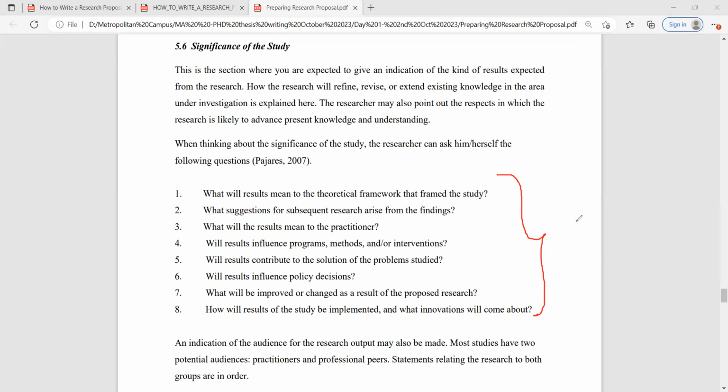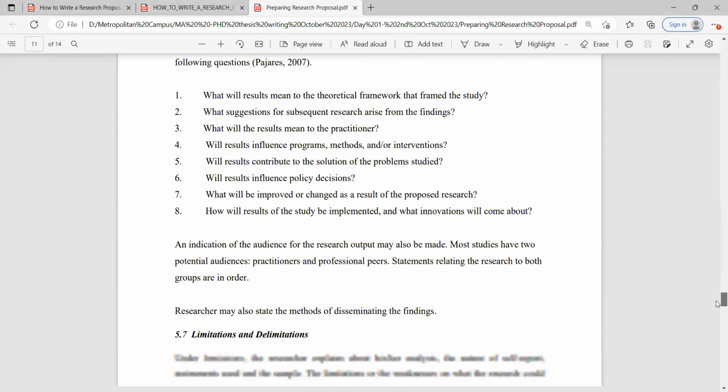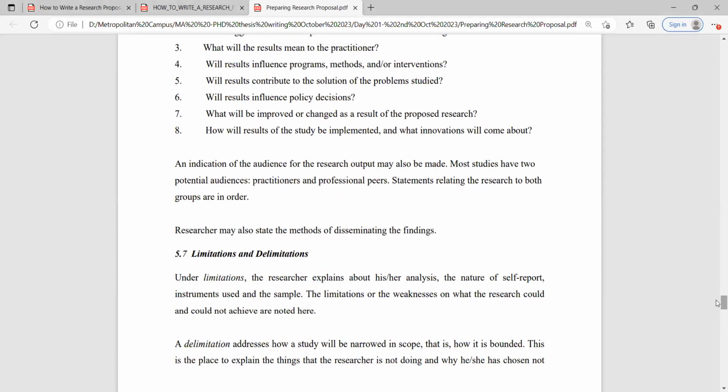Then finally, the implementation. So if you can answer these questions, then easily you can see, okay, these are the things that I'm going to look from this. So always remember, according to that, you can easily identify your framework and the limitations as well. Simply, the limitations means we call it the weaknesses, right? The limitations or the weaknesses on what the researcher could or could not achieve are noted here.